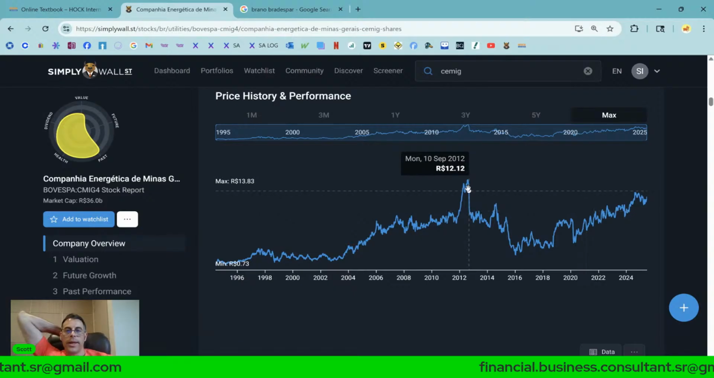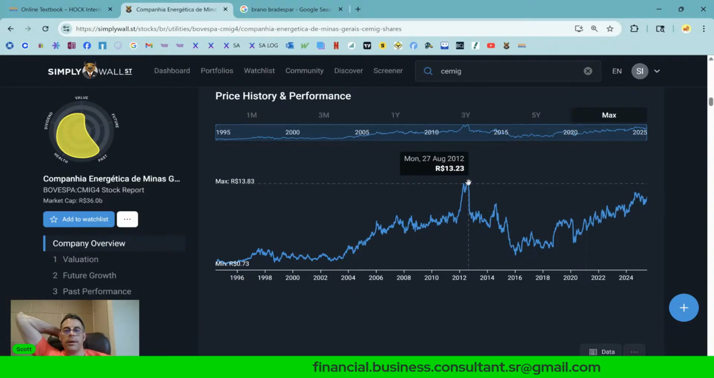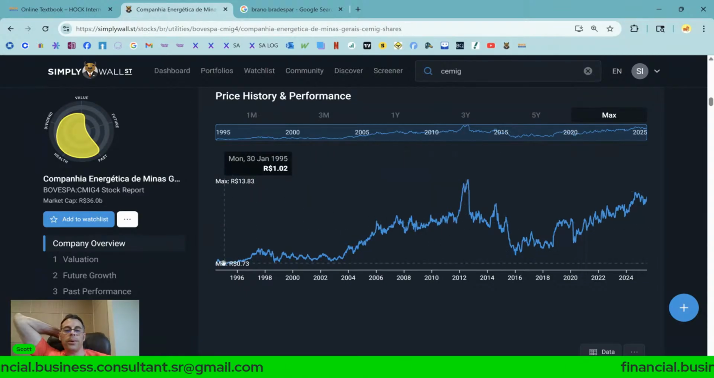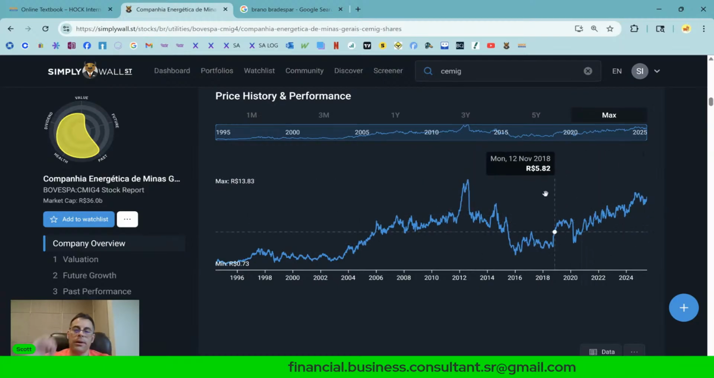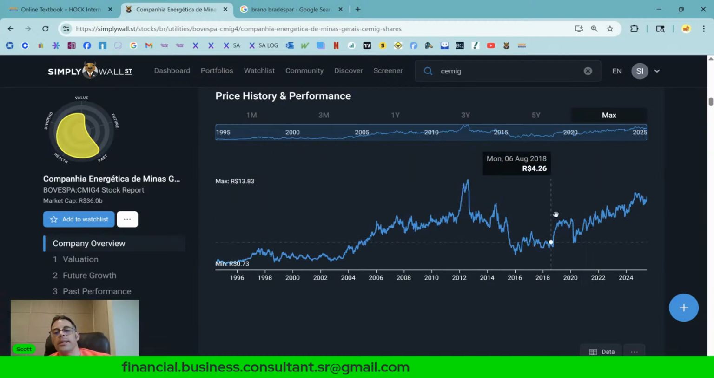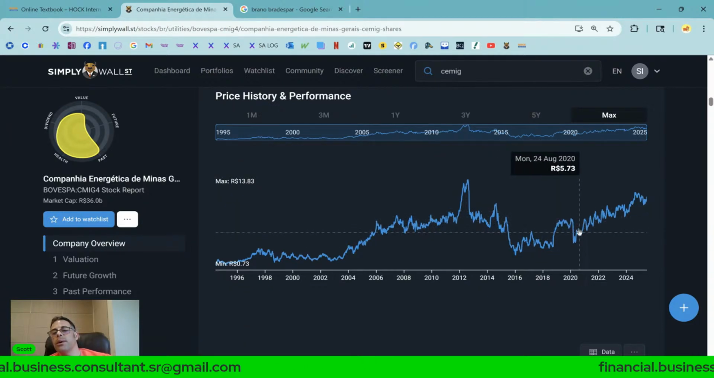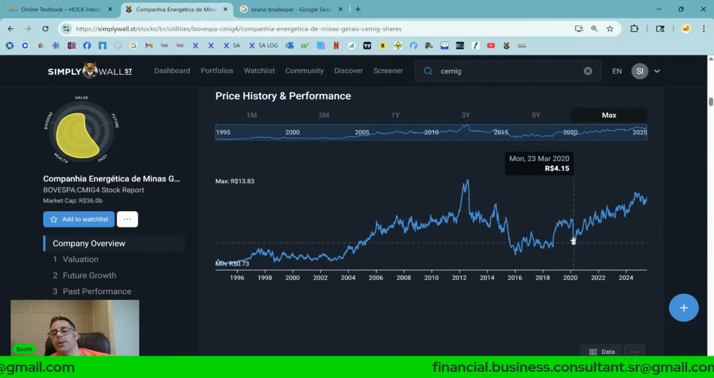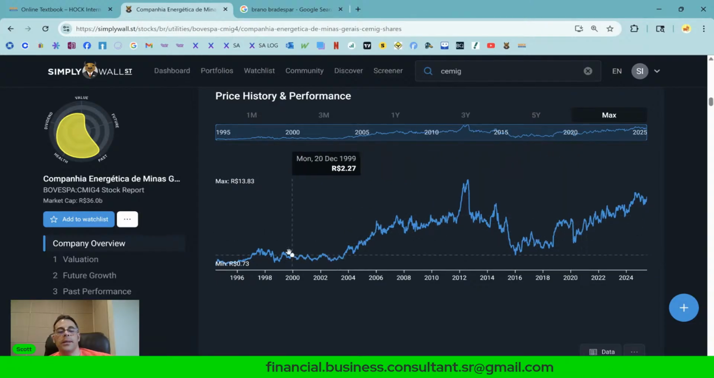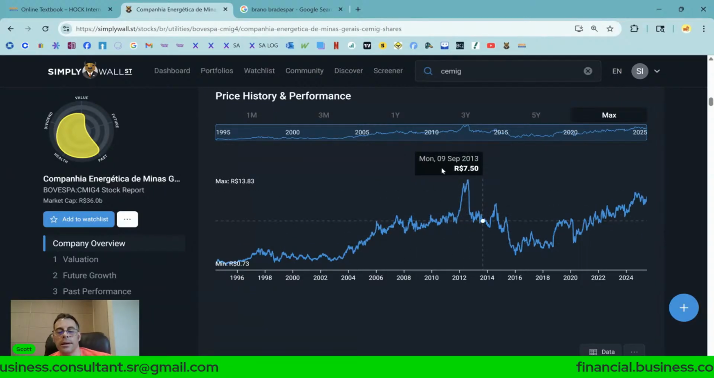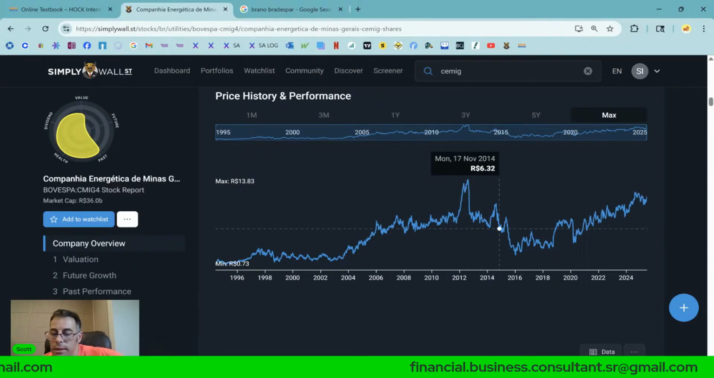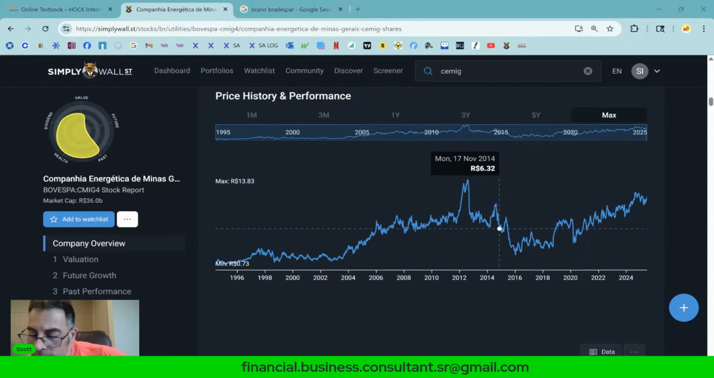So the real, 13 reais, that was the peak in 2012. You can see the ups and downs are not like a US stock. With US stocks, there's a drop in 2020, then a surge in 2021, and then you see 2001 and then 2008. This is a little different. Oh yeah, no problem.